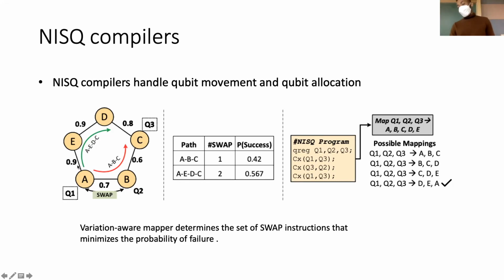But since these links are stronger, when the compiler is translating this quantum program into the physical case, it should take this path because it also has a lower amount of error. So this is the main idea of variation-aware mapping.